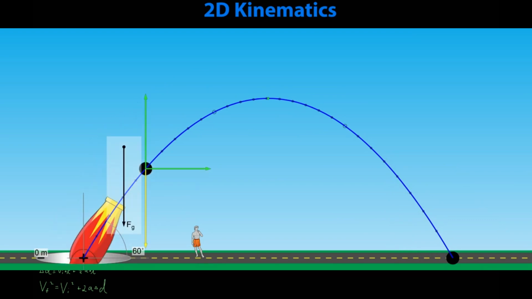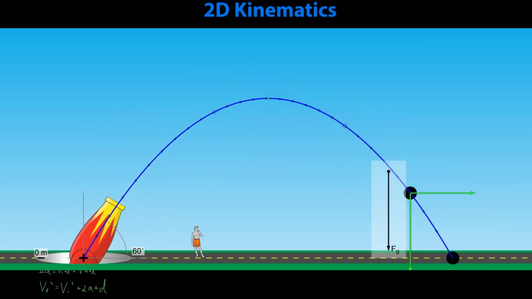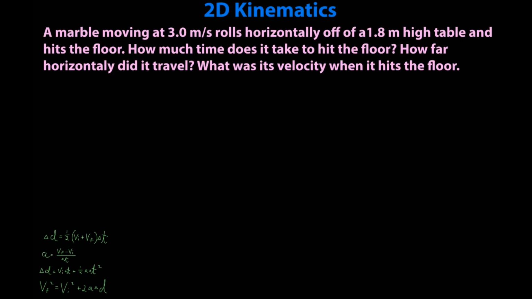So, that being said, let me introduce you to what is probably the most basic of projectile problems. Here's our problem. A marble moving at 3 meters a second rolls horizontally off a 1.8 meter high table and hits the floor. How much time does it take to hit the floor? How far horizontally did it travel? And what is its velocity when it hits the floor?